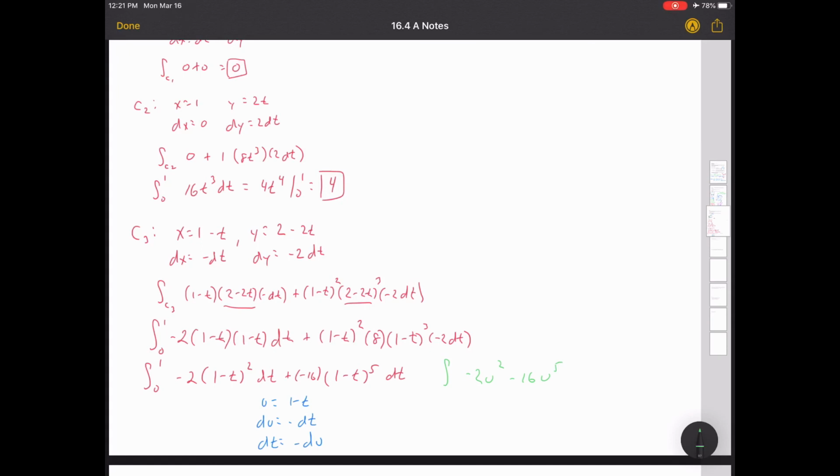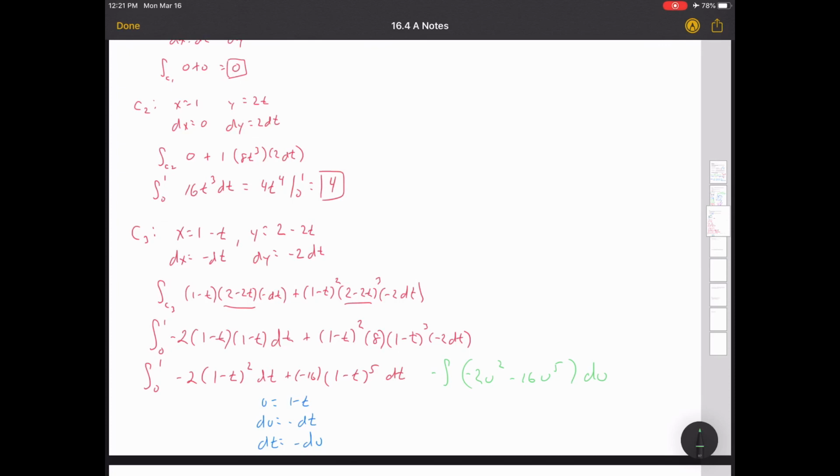And dt, let's go ahead and change these bounds. I think this will be easy enough to do. So dt is going to become negative du. But if I put the negative out front, it's going to flip the bounds. I'll write this in a couple steps just to make sure everybody can see it. Let's go ahead and change the bounds.